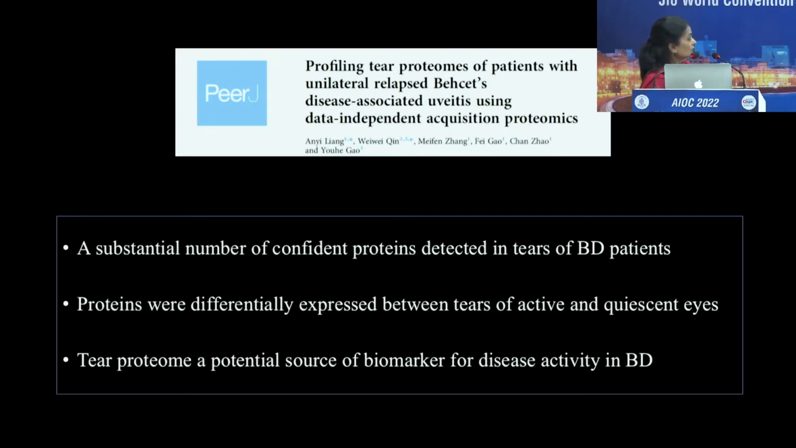Another work on Behçet's disease used tear proteomics. A substantial number of proteins were detected in the tears of these patients with Behçet's disease, and they compared the tears of the eyes which came with a relapse versus the tears of the eyes which remained quiescent, and they found that there was a significant potential of these tears to serve as a biomarker for disease activity in Behçet's disease.